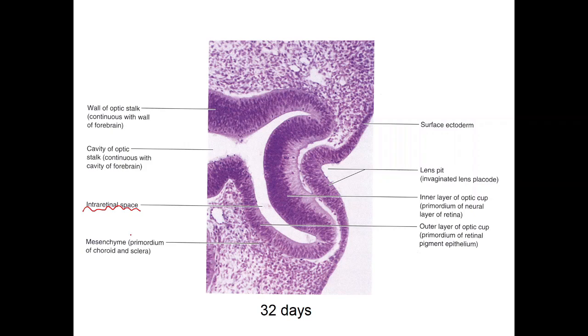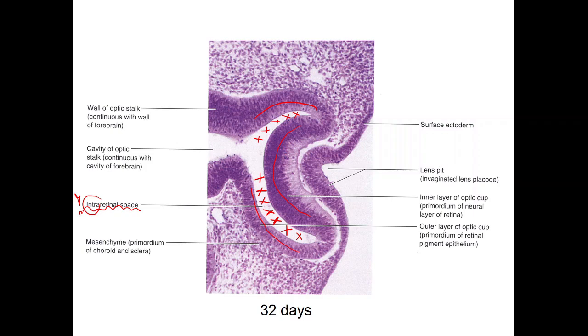Intraretinal space. Why do we call it intraretinal space? Because it's inside the retina. And as you probably know the structure of the eye, where is the space inside the retina? There is no space in there. So these two layers, the outer layer of the optic cup and the inner layer, will get close together to close this intraretinal space. So this space in between these two layers will eventually close, and we will form the future normal retina.